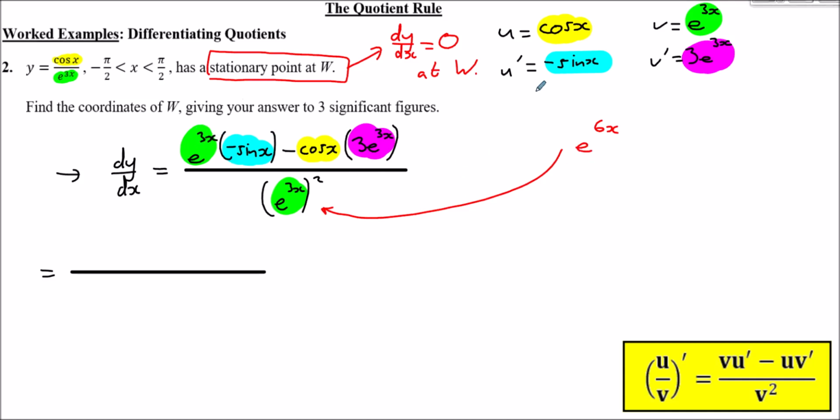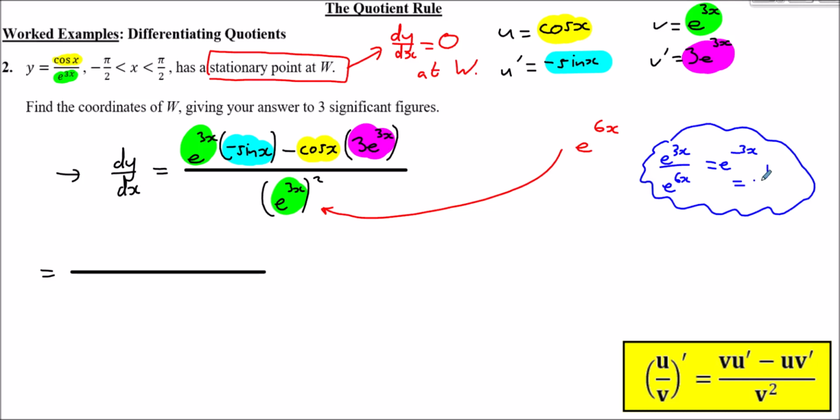The effect of dividing the top all by e to the 6x is these e to the 3x's will cancel. And if we remember, going back to GCSE and the laws of indices, e to the 3x all over e to the 6x, 3x minus 6x is e to the minus 3x, but we can call that 1 over e to the 3x. So essentially, these e to the 3x's will cancel, and on the bottom, instead of e to the 3x squared, we'll just be left with e to the 3x.